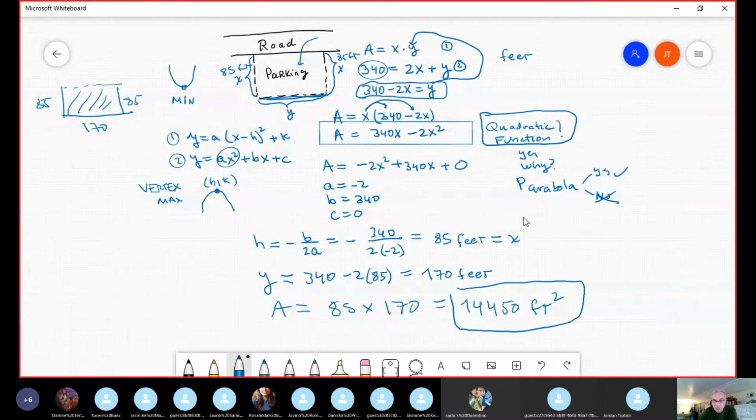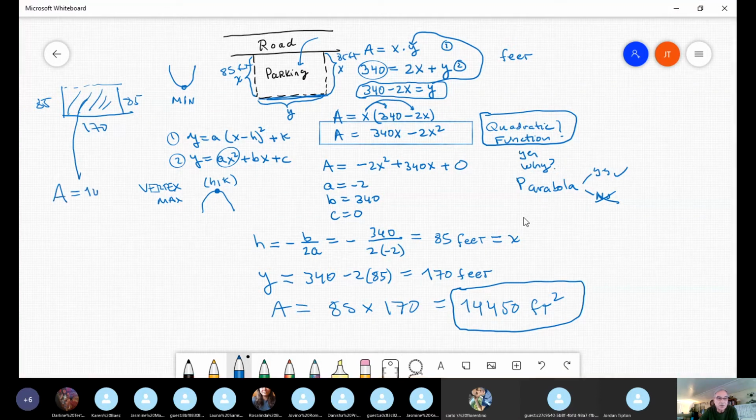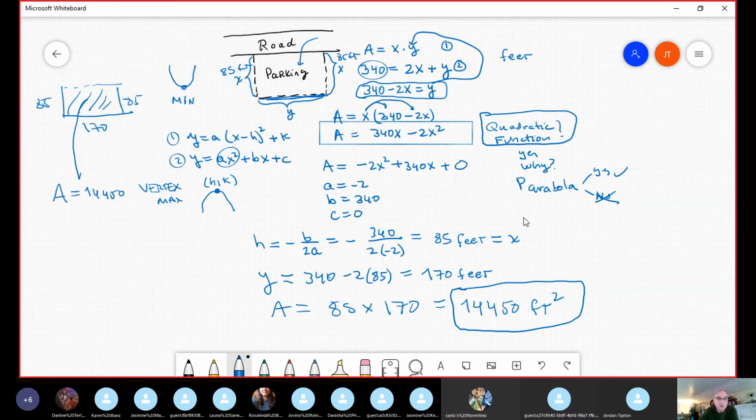Okay. What is the final answer of my problem? The final answer is, well, to construct this parking garage or parking area, parking lot, I don't know, you construct using this dimension, and immediately this area is equal to 14,450 square feet. End of the story, guys. Any question?